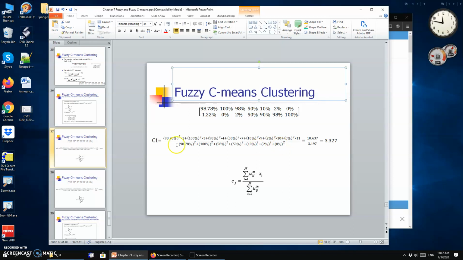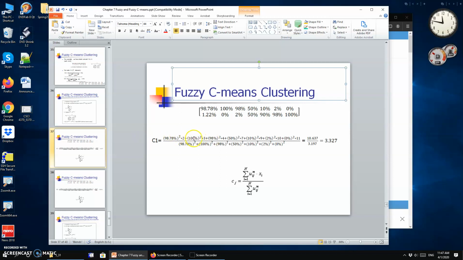For the numerator, we use the same values, but for every single one, before we sum up, we take each member's location into consideration. The higher the membership percentage, the more it will contribute to the new center. Take a look at this one. The first node is at the location of 2, so 98.78% squared is multiplied by the value of 2. That's how much it has contributed to the first cluster.